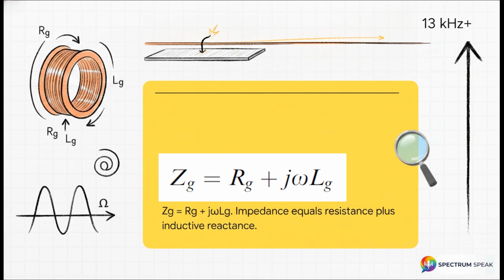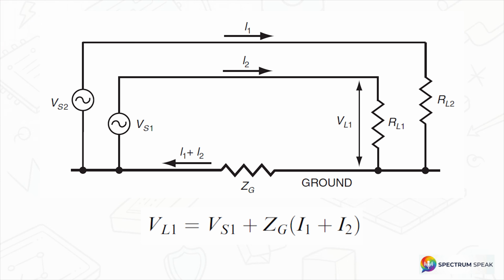The source text points out an amazing fact. At frequencies just slightly over 13 kHz, a simple, straight 24-gauge wire sitting 1 inch above a ground plane actually has more inductive reactance than resistance. That's wild. So let's apply that ground impedance to a working circuit using equation 3-7.